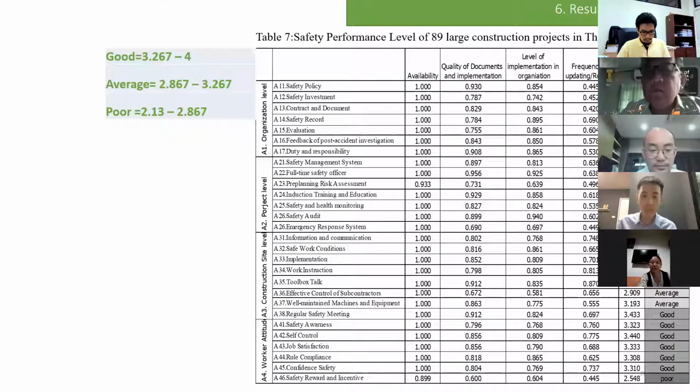And at the construction site level, the two average levels of performance are found in the effective control of subcontractors and in well-maintained machines and equipment. And also worker attitude. At the worker attitude level, the safety reward and incentive is also at a poor level of safety performance.